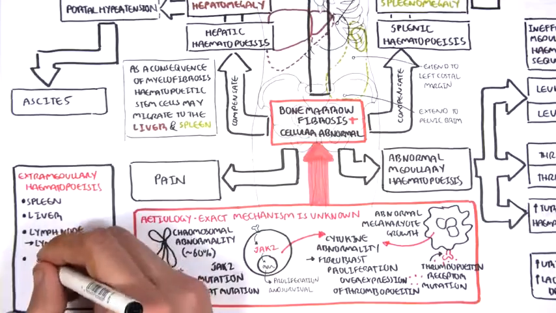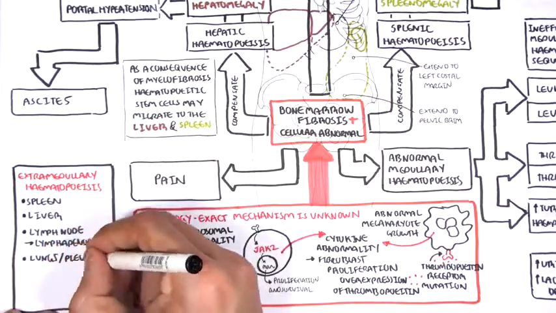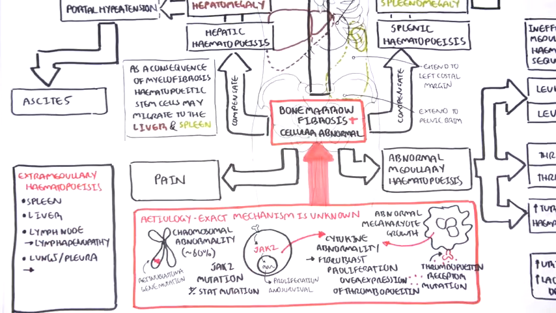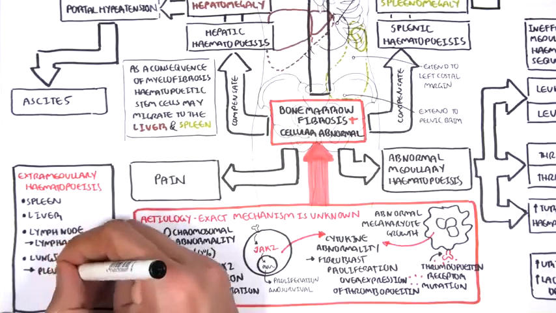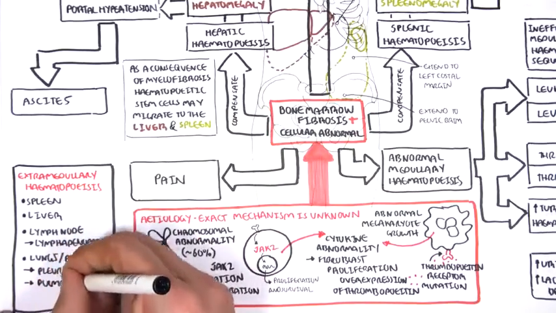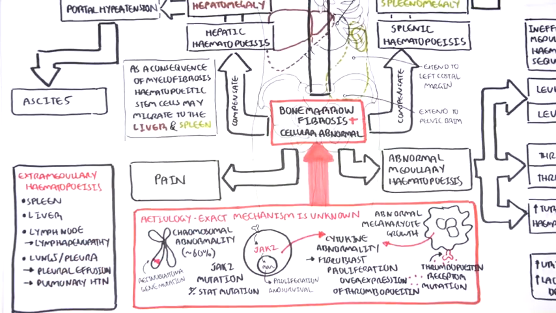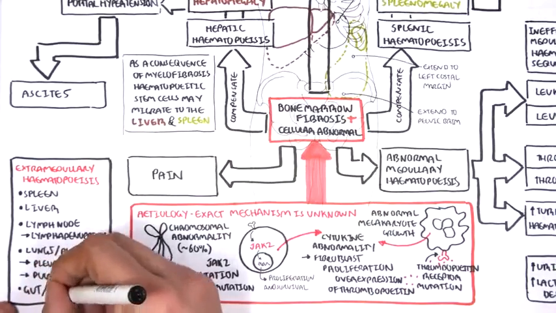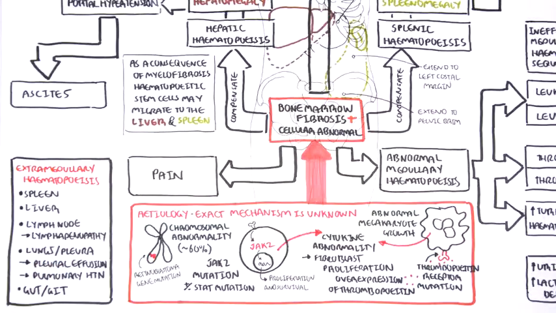What's crazy is that the lungs and pleura can also perform hematopoiesis, which may lead to pleural effusion and pulmonary hypertension. Parts of the gastrointestinal tract and the genitourinary tract can also do this. What's mind-blowing is that the thalamus, the brain area, and other parts of the brain can also perform hematopoiesis if it needs to.